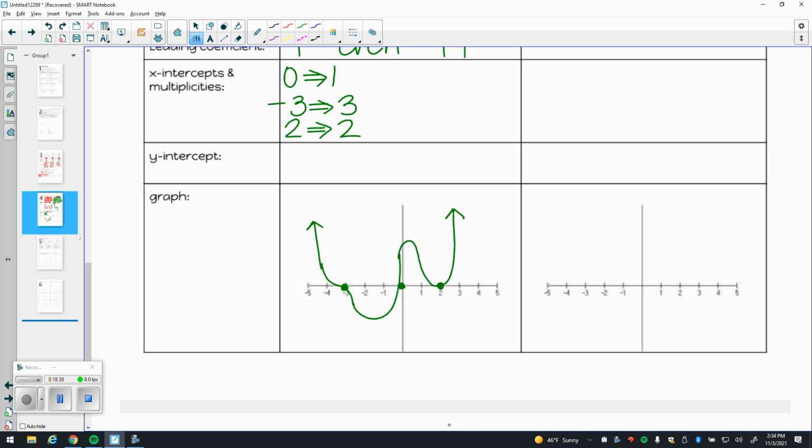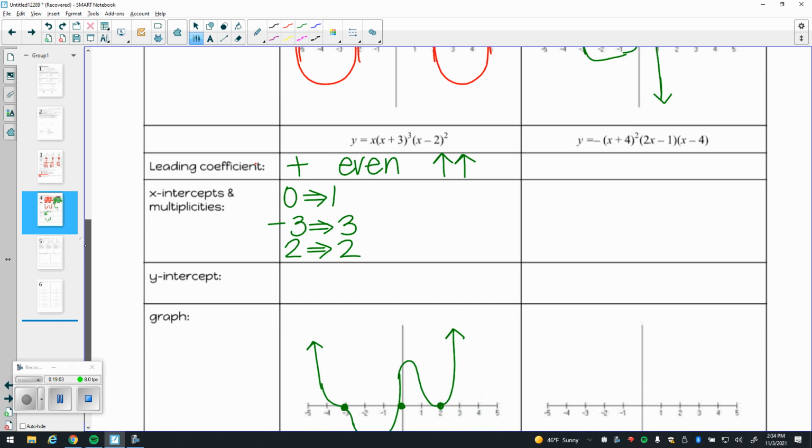Now, how many maximums or minimums do I have? 3. So what do I think my degree could possibly be? 4. But what do I know it is? So is my graph correct? Yes, because we know it's at least 4, and 6 is an even multiple. Does that make sense? Okay, I would like you guys to try the last one, please.